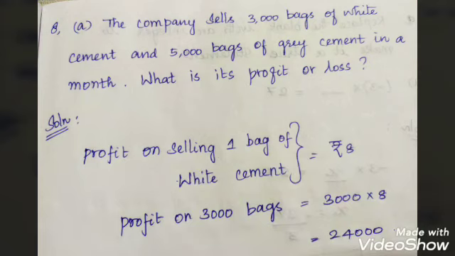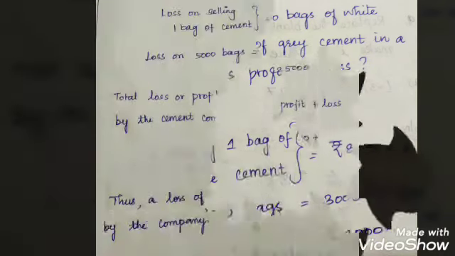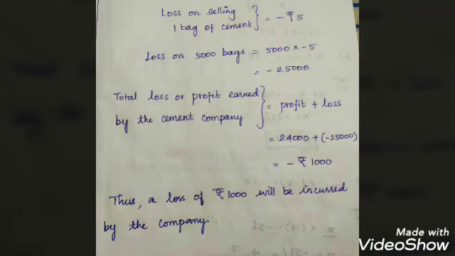For 1 bag of white cement, how much profit are they getting? 8 rupees. They are selling 3000 bags, so 3000 into 8, that is 24,000 profit. Next, the loss on selling 1 bag of grey cement is rupees minus 5. They are selling 5,000 bags, so 5,000 into minus 5 gives you minus 25,000.